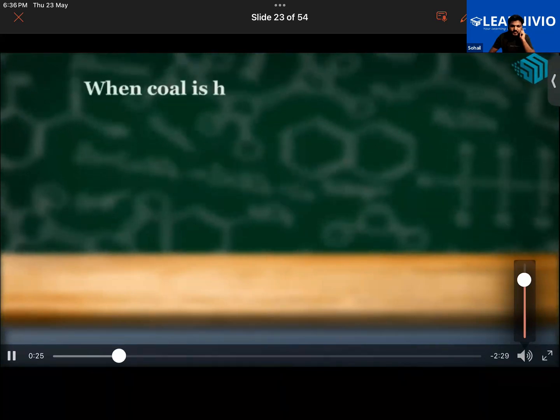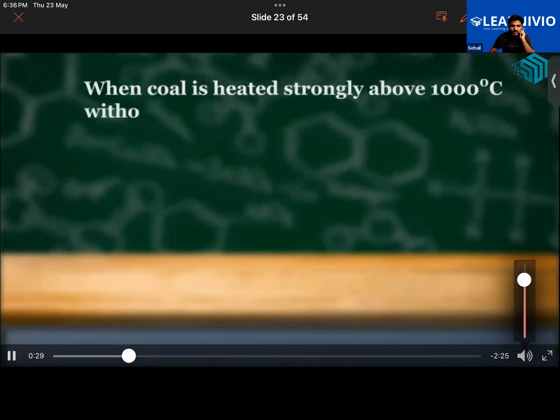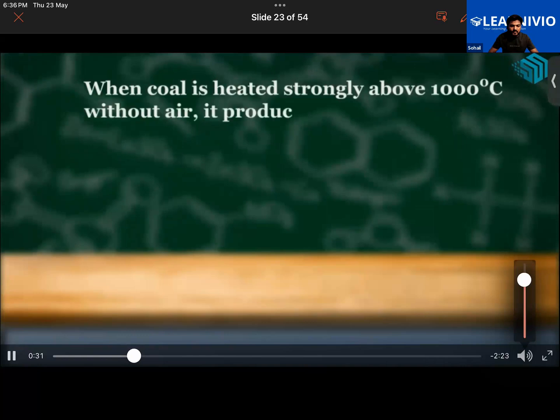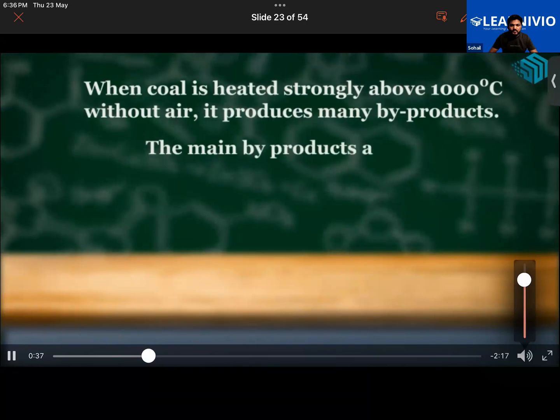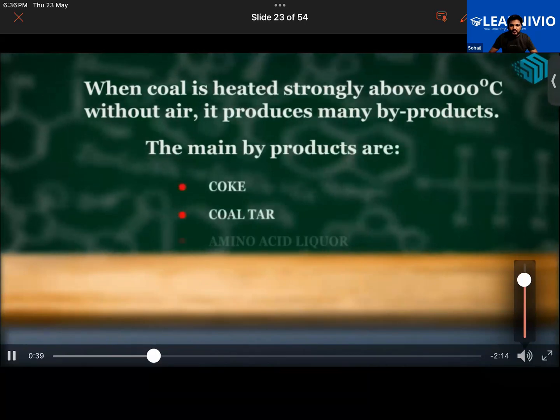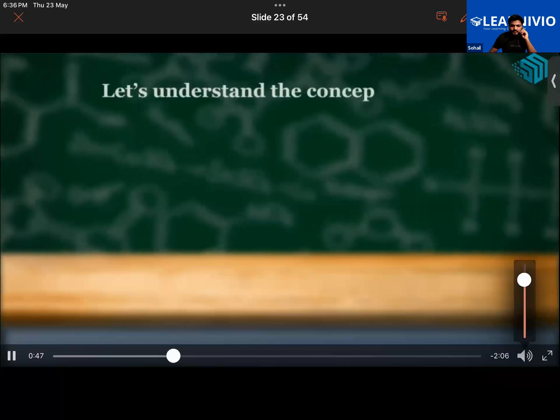When coal is heated strongly above 1000 degrees Celsius without air, it produces many byproducts. The main byproducts are coke, coal tar, ammoniacal liquor, and coal gas. Let's understand the concept through an experiment.